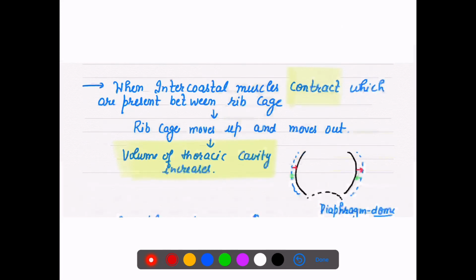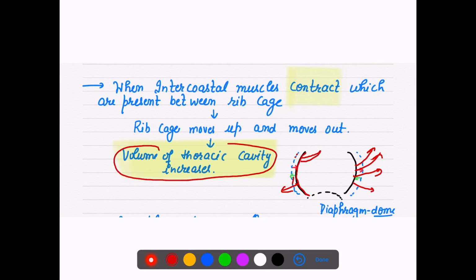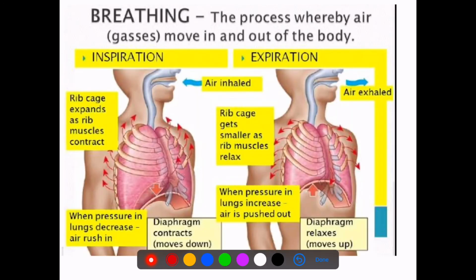Same when these rib muscles, the intercostal muscles, where they are present, contract, the rib cage will move out and up. It will move out and up. And when it moves out and up, what happens? The thoracic cavity increases. As you can see, look at this picture, you will have a clear idea of what happens when you inhale air.